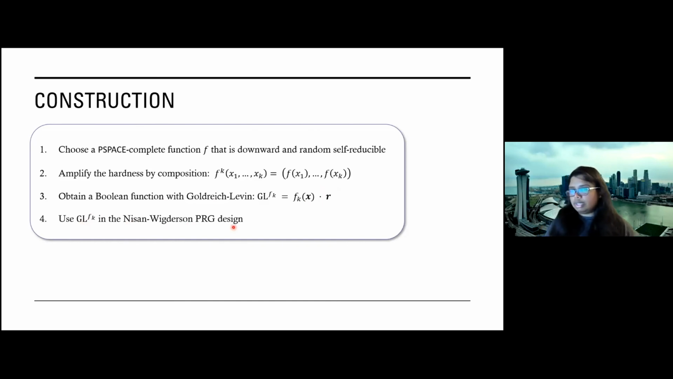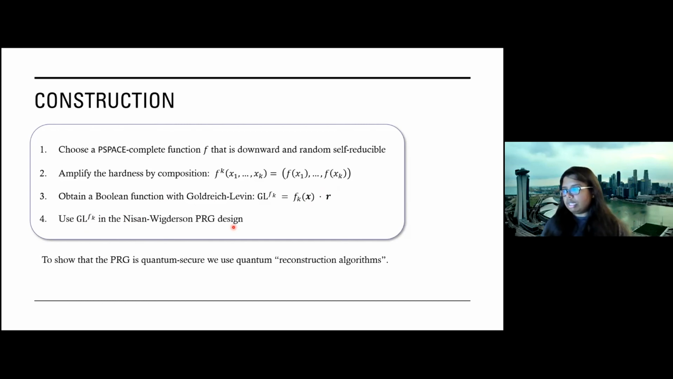Finally, the last step is to use this function that we've constructed in the Nisan-Wigderson design. Now, all of this, as you can see, is just straightforward classical techniques, but we need to prove that this is quantum secure, and for that, what we need are things called reconstruction algorithms. What does that mean? Well, the construction goes in a top-down approach where you layer it up at each step. A reconstruction algorithm goes in a bottom-up approach.